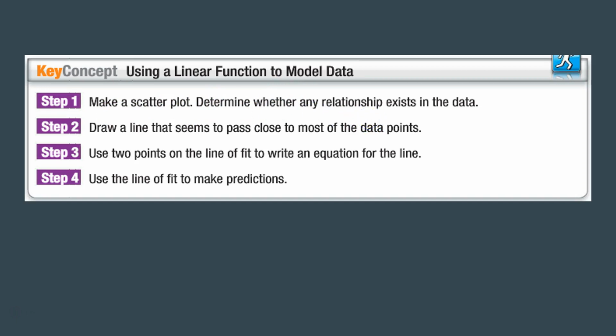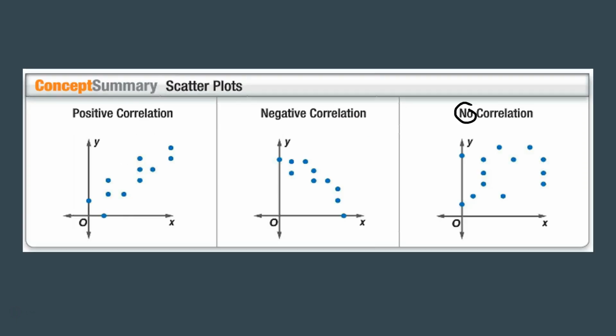So when I say scatter plot, I just mean plotting all your points. So it's either going to look like a positive correlation, a negative correlation, or no correlation. Notice it's not a perfect line like I said before, they're just points plotted.